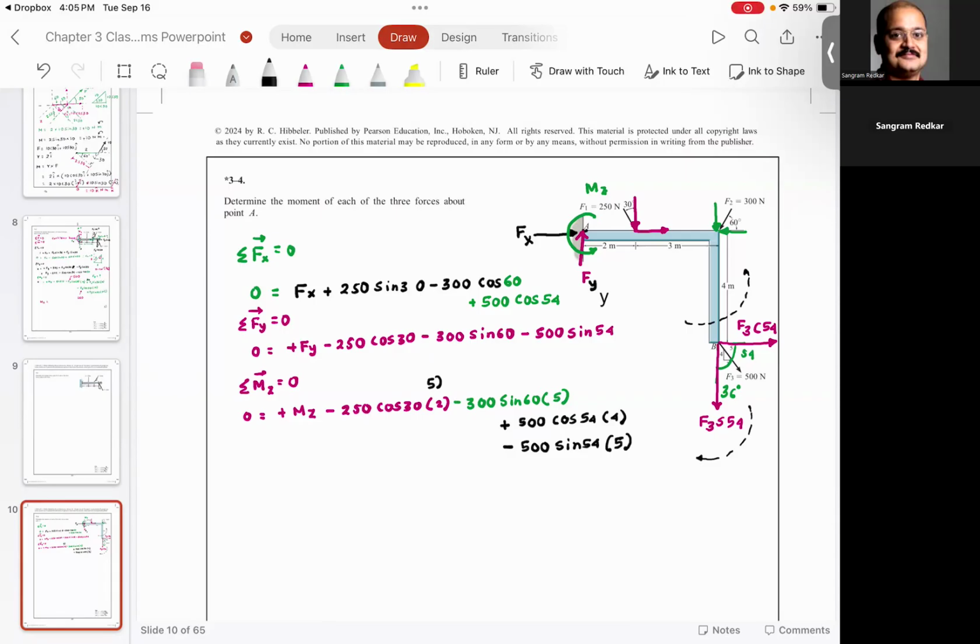Yeah. It's not a strong rule. It's basically the force you can show in this direction. So it depends upon where your moment point is. I'll give you an example.